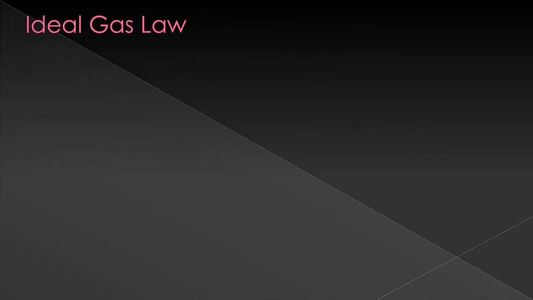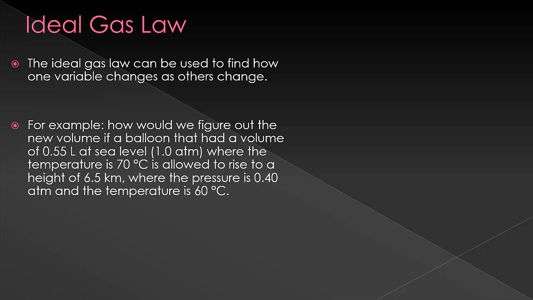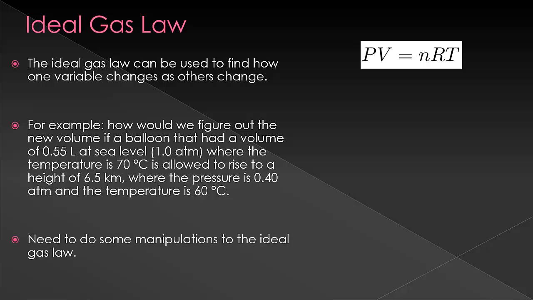Now let's look at how we can use the ideal gas law to solve for a variable when we are changing conditions. For example, what if we have a problem where a balloon is rising in the atmosphere? Temperature and pressure will change as it increases in elevation. Now what will happen to the volume? We can set up a ratio by using the ideal gas law. Since we know that R is a constant, let's put all the variables on one side.